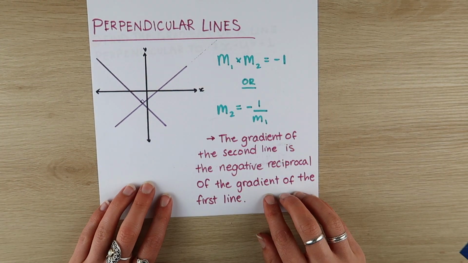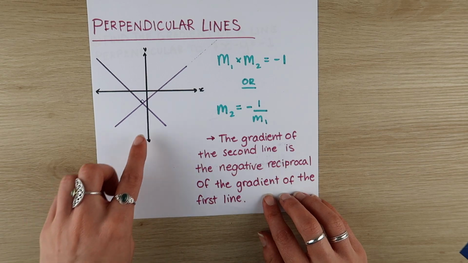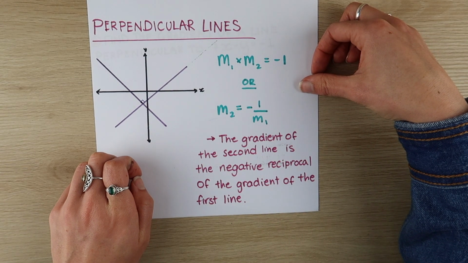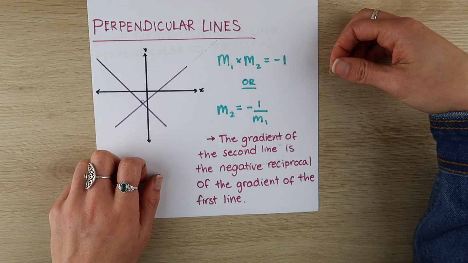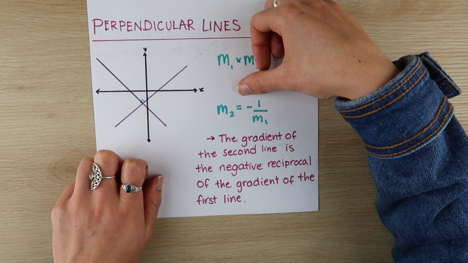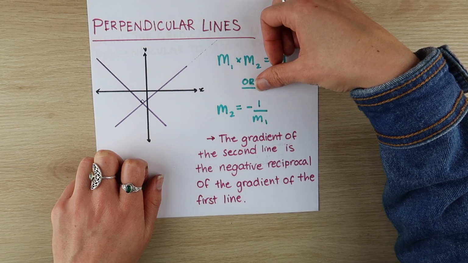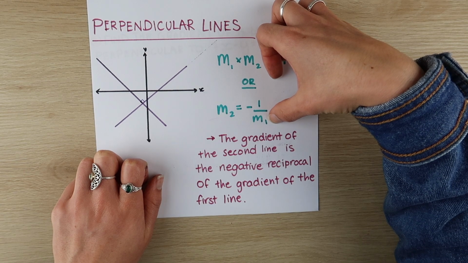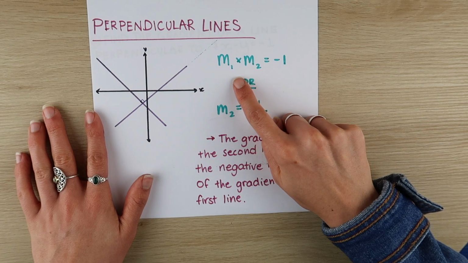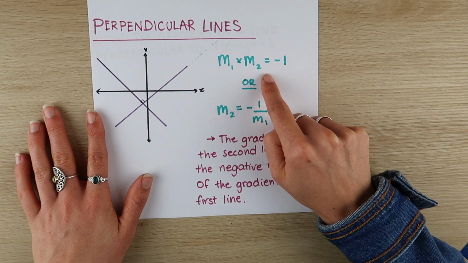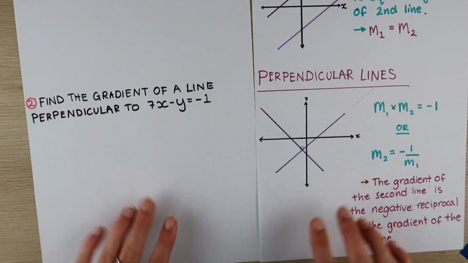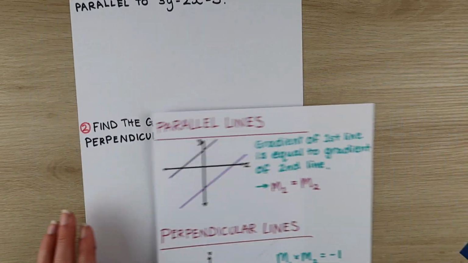To solve the gradient of a line that is perpendicular to another one, we need to find the negative reciprocal of the gradient of the first line. So we use the formula m2, being gradient 2, is equal to negative 1 over m1, being the first gradient. This can also be written as m1 times m2 is equal to negative 1. Alright, so let's put that to the side so that this can help us answer the questions.